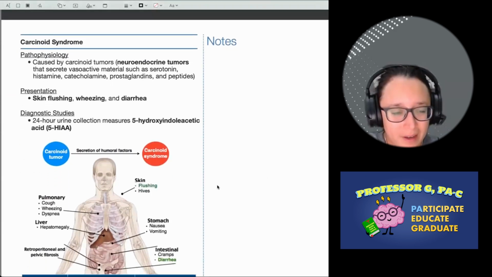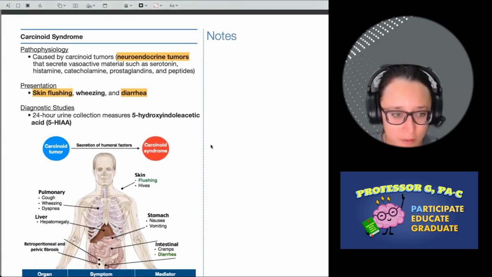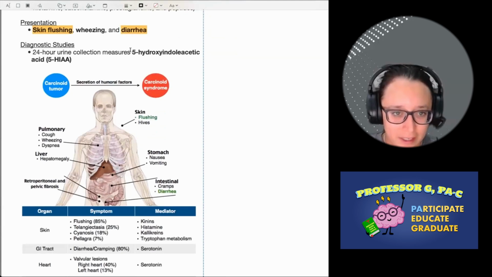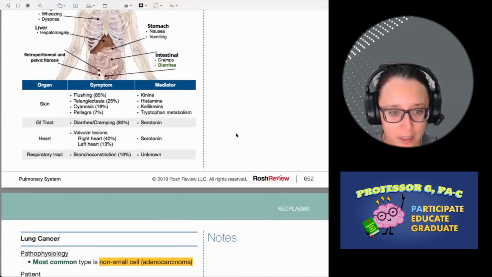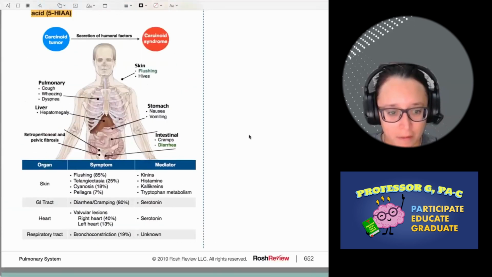So carcinoid, I don't see it tested as much. It is a tumor. It's a neoplasm. It's in a constellation of neuroendocrine tumors. And so usually with this in the vignette somewhere, they'll talk about flushing, like all this extra liquid. So flushing, diarrhea, and then they can also have some wheezing. The diagnostic study of choice is the 5-HIAA. I don't see it tested that often. I didn't talk about it that much, but it's something you should be vaguely familiar with.